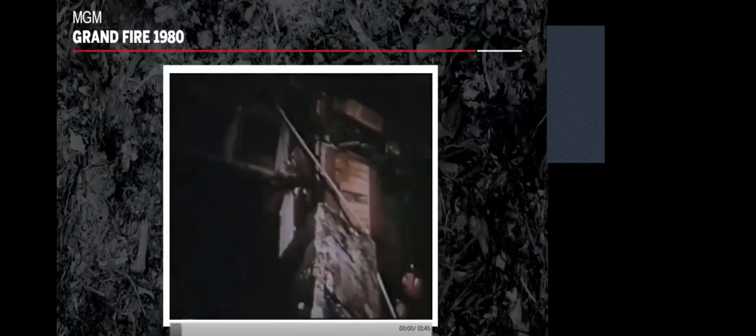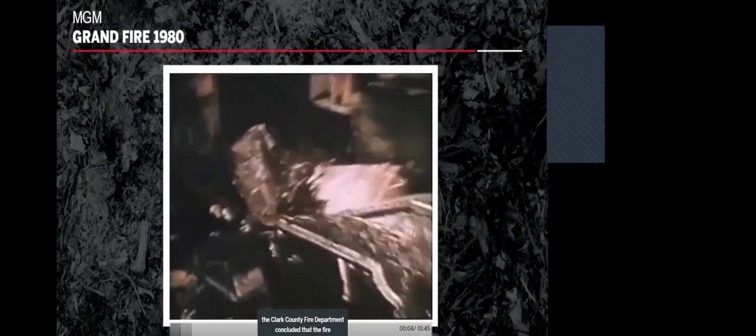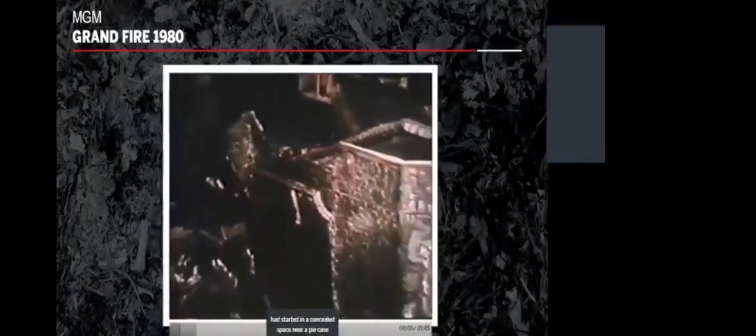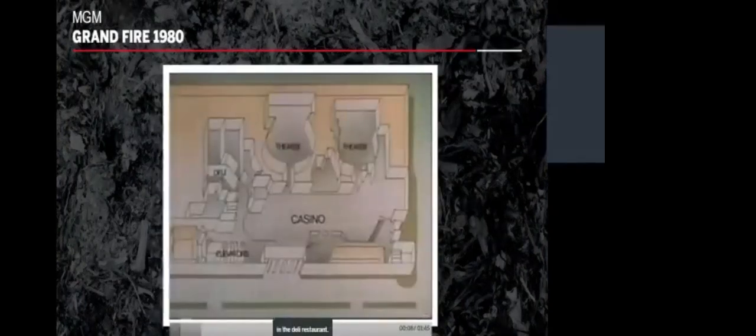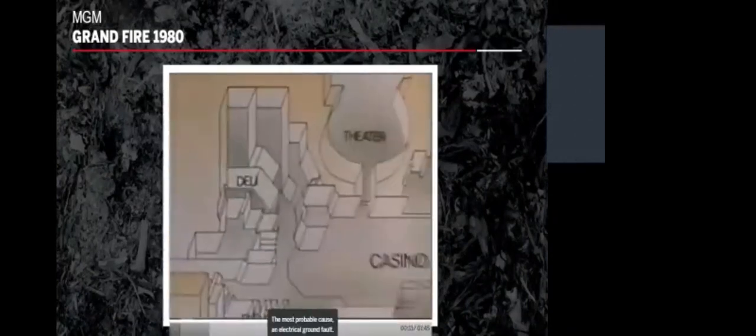The MGM Grand fire occurred in 1980 at the MGM Grand Hotel and Casino in Las Vegas, Nevada. The fire killed 85 people, most through smoke inhalation. The tragedy remains the deadliest disaster in Nevada history. In its final report, the Clark County Fire Department concluded that the fire had started in a concealed space near a pie case in the deli restaurant. The most probable cause was an electrical ground fault.